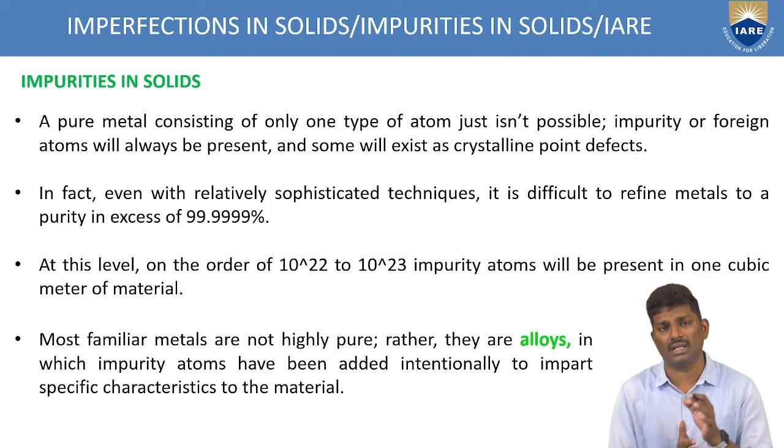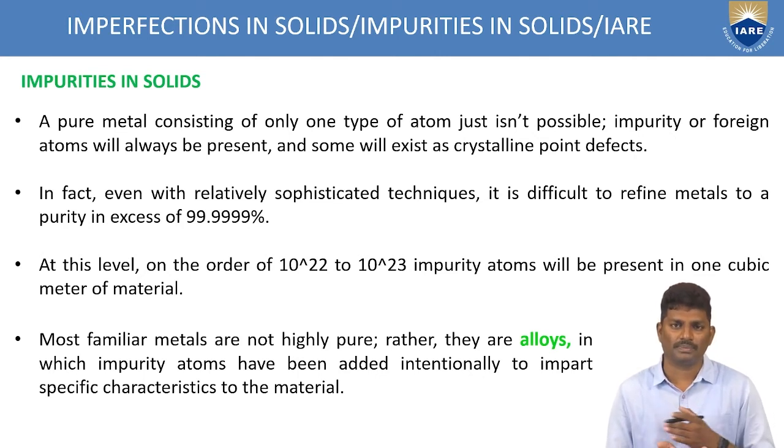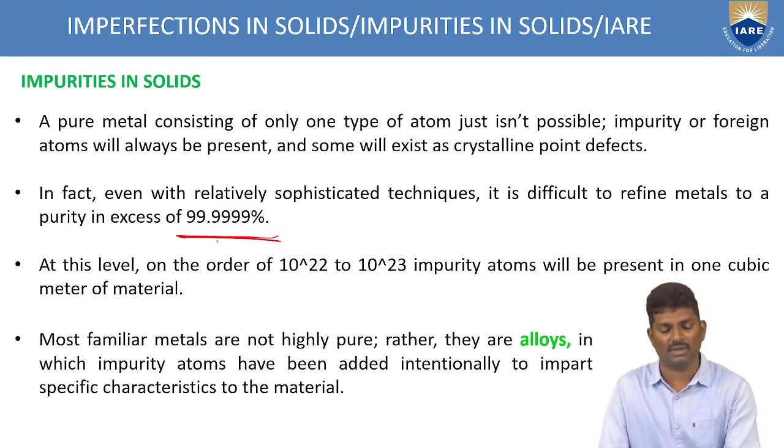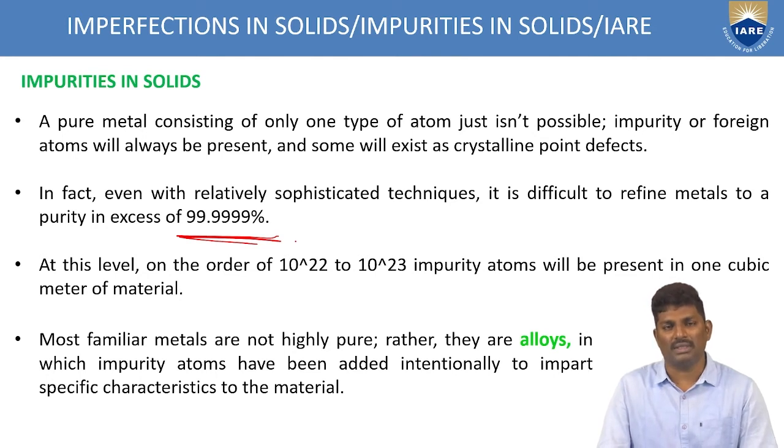During the crystalline process, what is happening? Some other material will get into the base material, and because of that, some impurities can be found. It is difficult to refine the material to a purity of 99.99%. You can't get 100% or 99.99% purity. There are some defects or impurities during the manufacturing process.